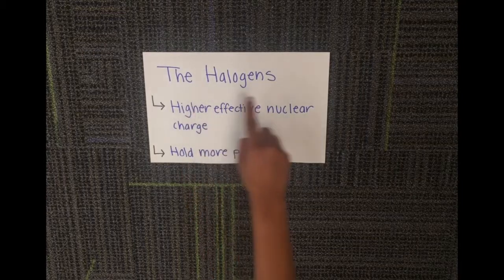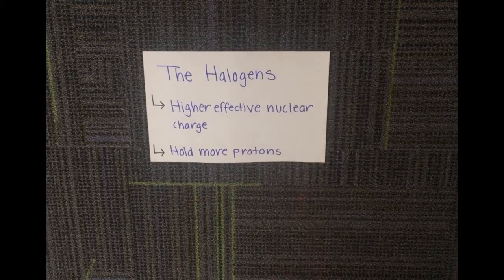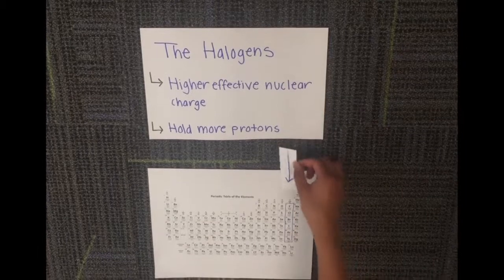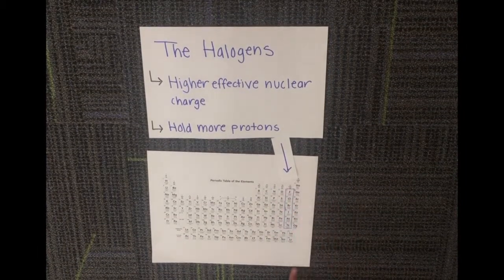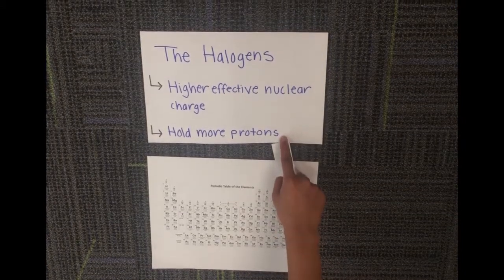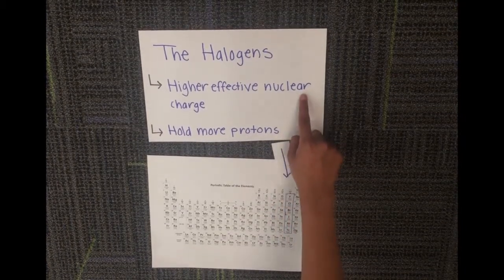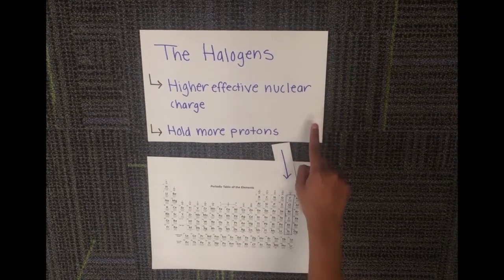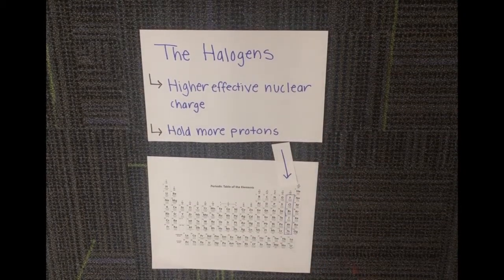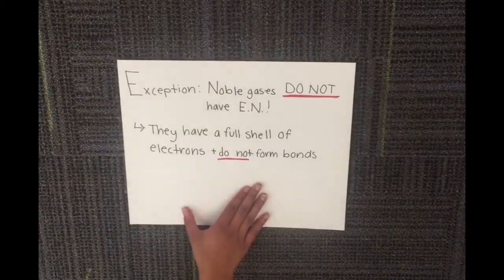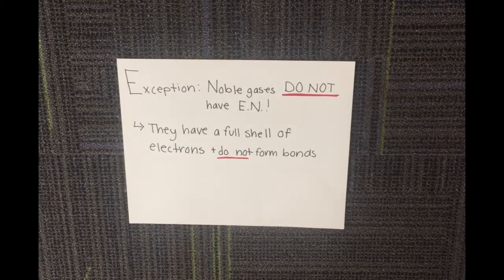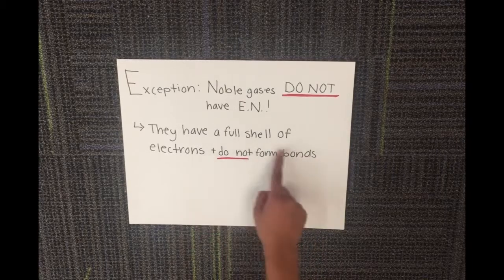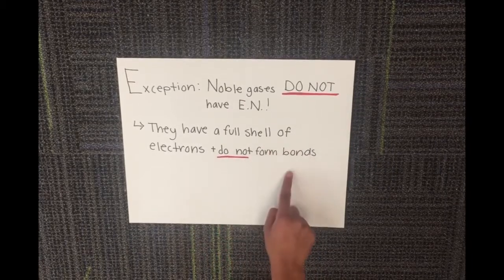The most electronegative elements are the halogens, which are the most reactive and located on the rightmost side of the periodic table. These smaller atoms hold more protons than their energy level, or have a higher effective nuclear charge. This means that these elements hold electrons the best and therefore have a greater ability to attract pairs of electrons. There is an exception to the electronegativity trend, as the noble gases in group 18 do not have electronegativity because they have a full shell of electrons and do not form bonds.